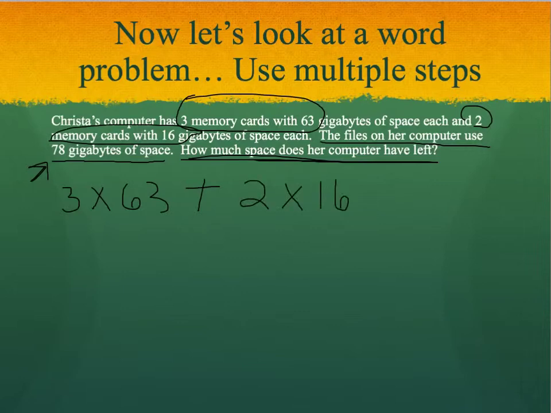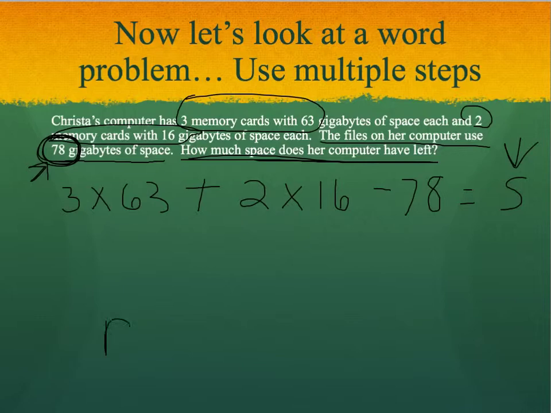Then I'm going to subtract the 78 gigabytes of space, and that's going to be equal to how much space. I'm just using this variable, an unknown number, so I can use any letter. I could have used an N for number. I used S for space, which would be how much space her computer has left.